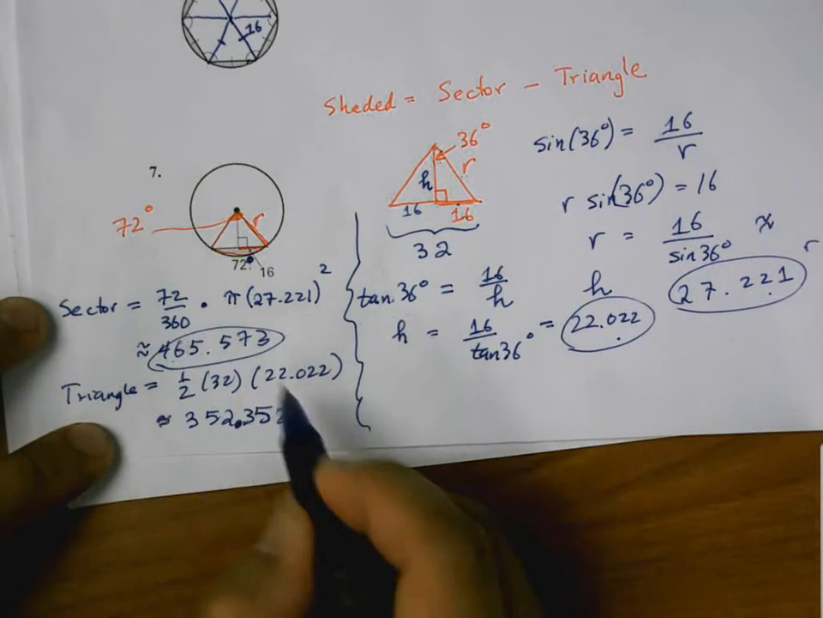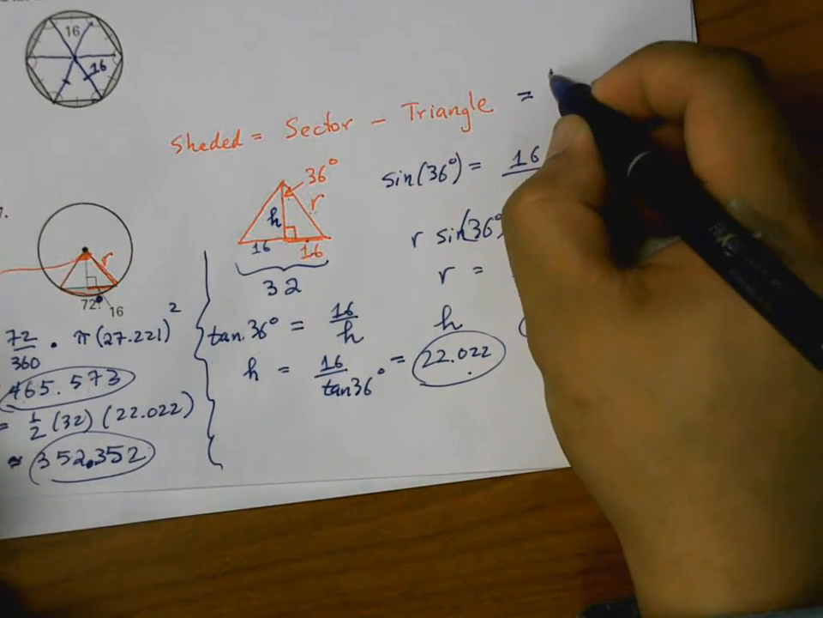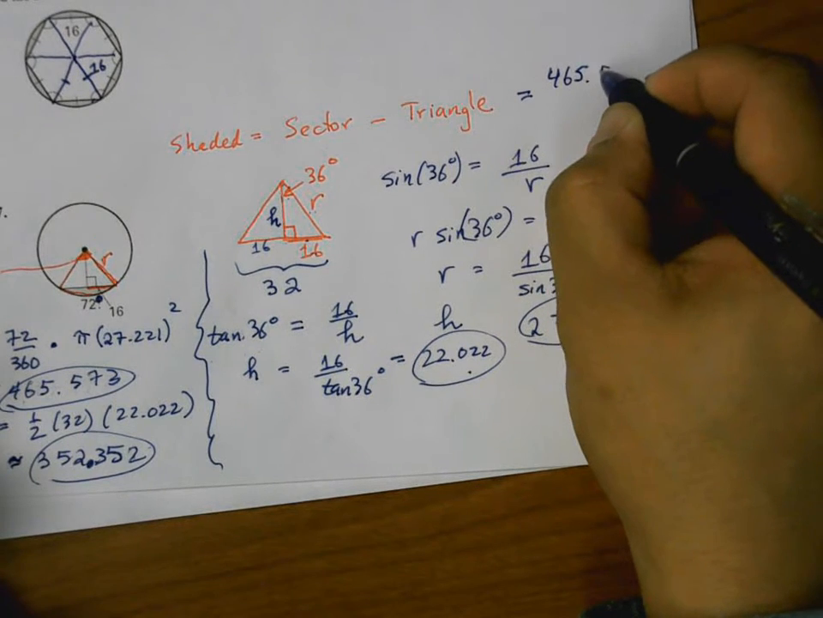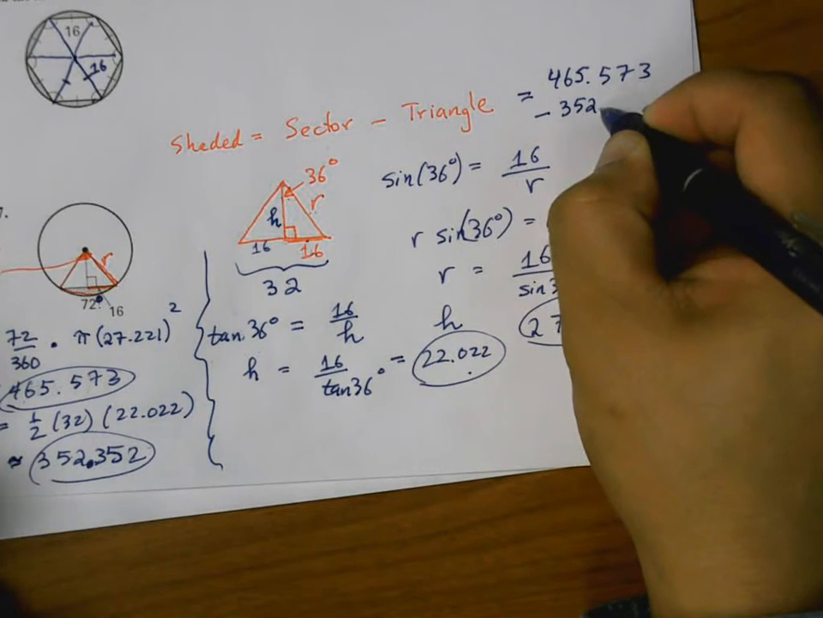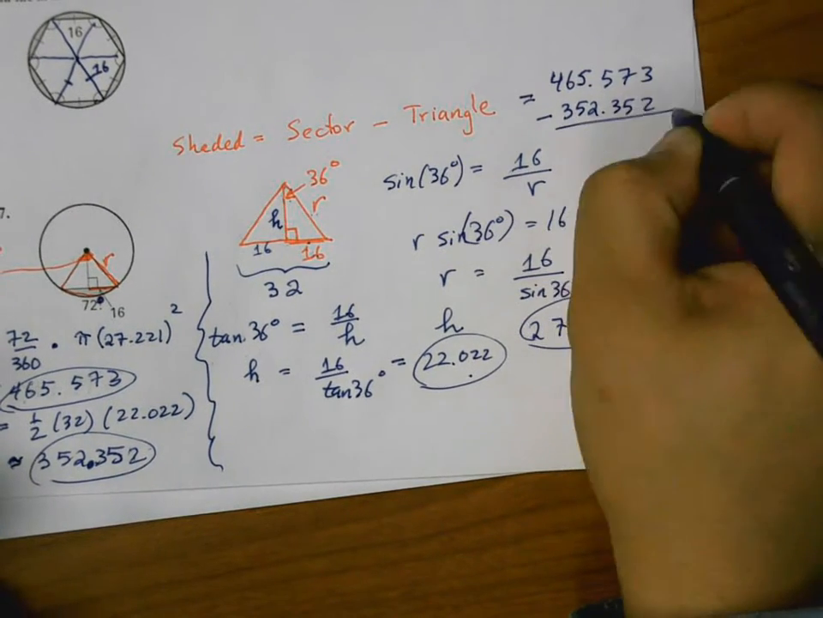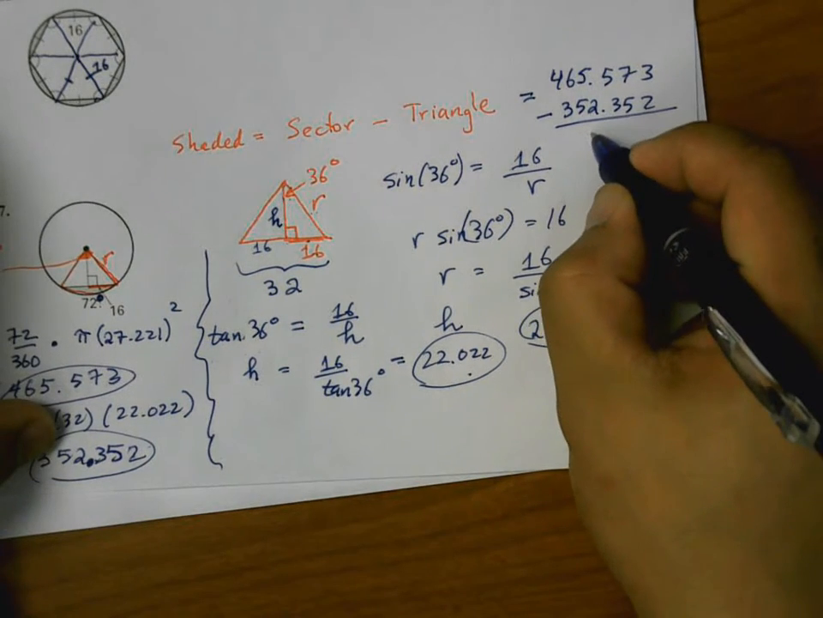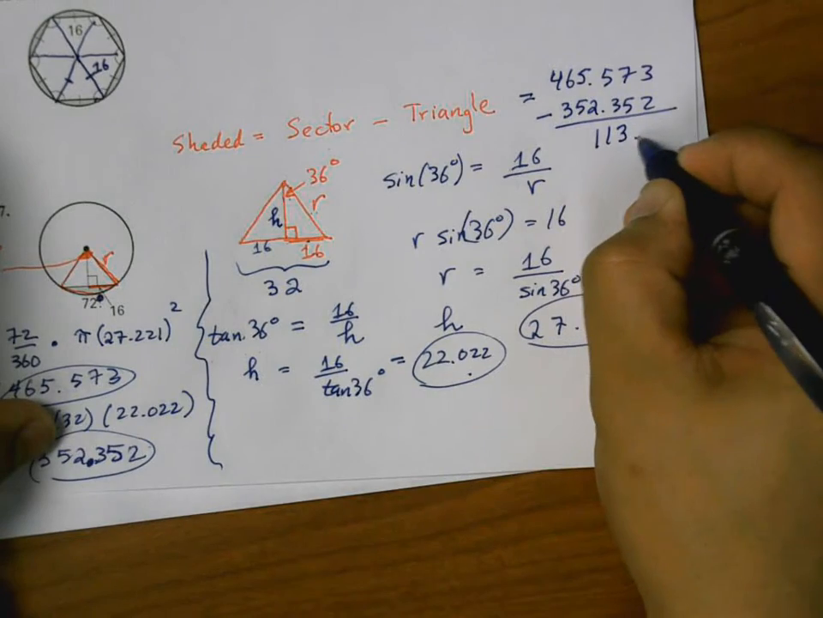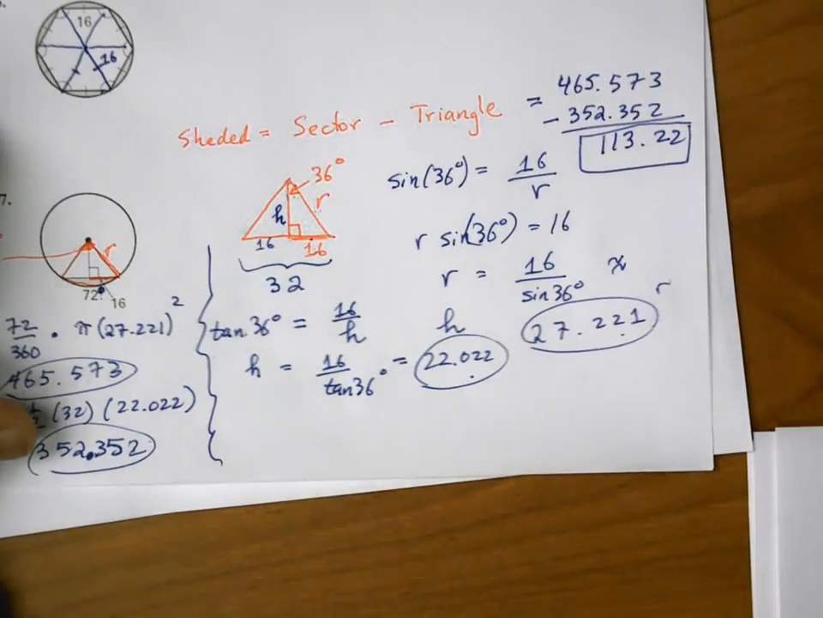Okay. So now once all this is done, all that remains is for us to subtract the two. So 465.573 minus 352.352 is equal to 113.22. Okay? And this here is our final answer.